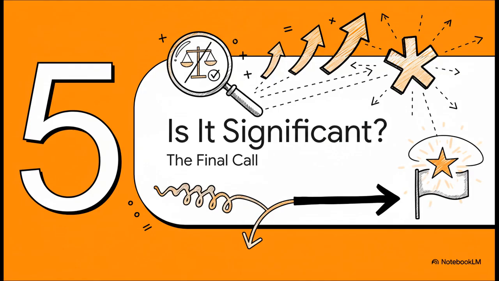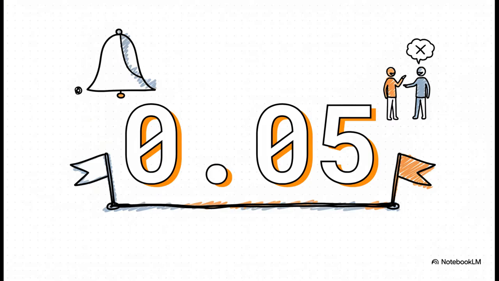Well, it all comes down to one magic number. And that number is 0.05. In the world of statistics, this is the most common significance level. It's also called the p-value threshold. And you can just think of it as the line in the sand.